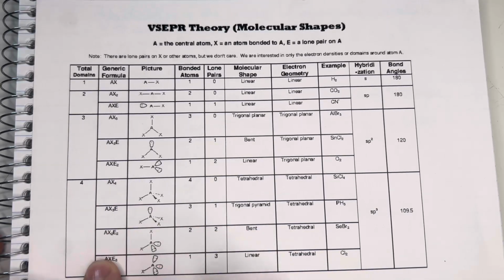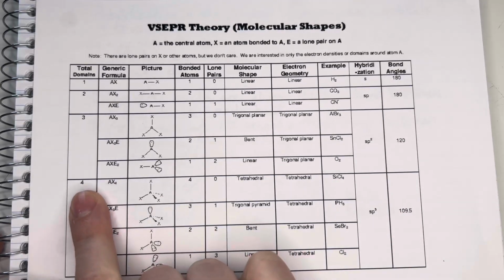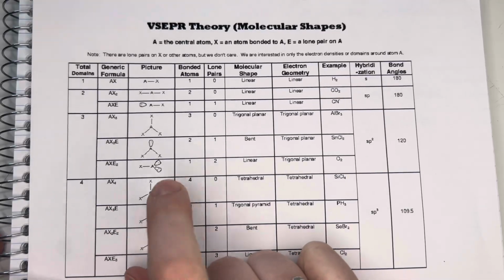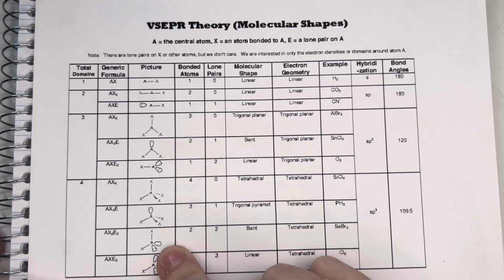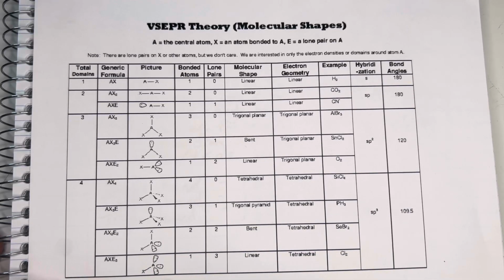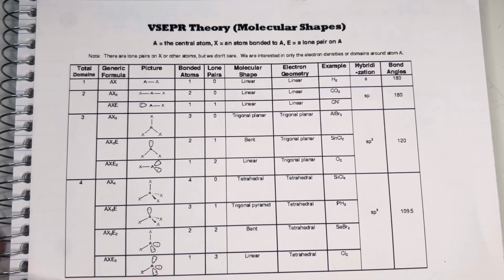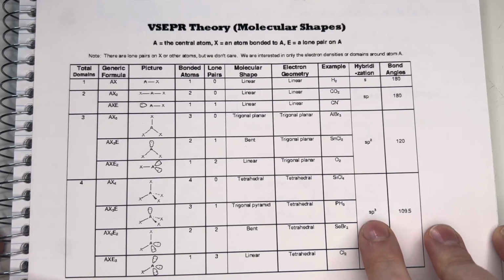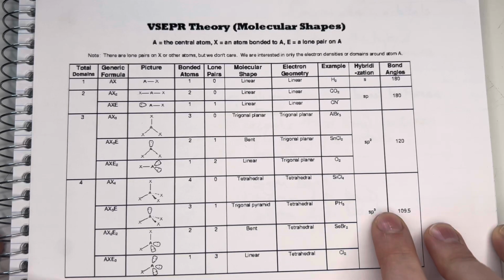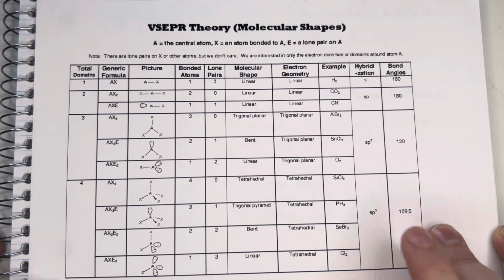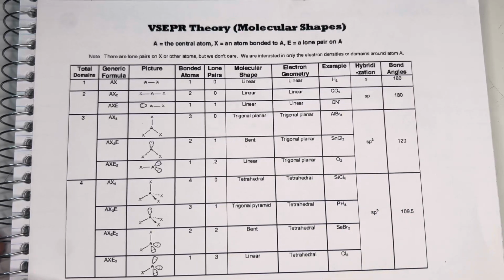And then for sp3, we have 4 domains coming off here, either 4 bonds, 3 bonds and a lone pair, 2 bonds and 2 lone pairs, or 1 bond and 3 lone pairs. Any way you slice it, we have 4 things coming off of that atom of interest, and so we have our hybridization as sp3, 1 as our superscript for s, 3 as our superscript for p, so 1 plus 3 gives me 4, and that is my number of domains coming off.